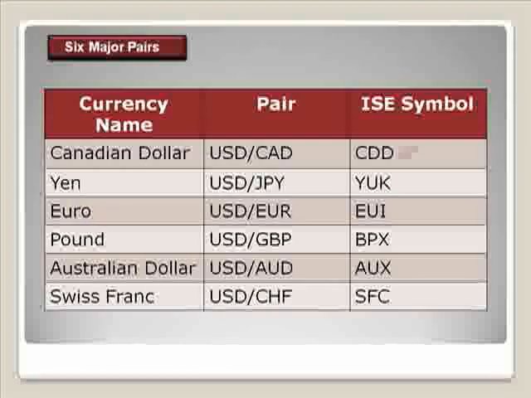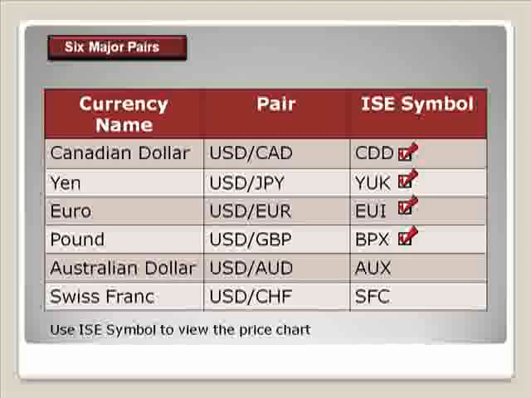Tonight we're going to look at the CDD, which is the US versus Canadian dollar, the YUK, which is the US versus the Japanese yen, the EUI, which is the US versus the euro, and the BPX, which is the USD versus the Great British Pound. You can use the ISE symbol to view the price chart through your current charting software provider.